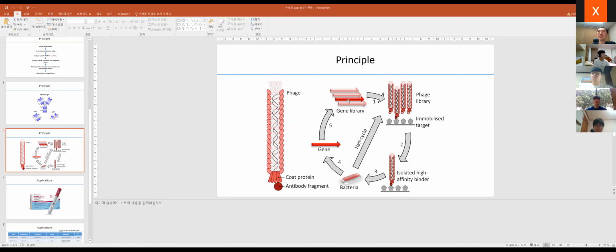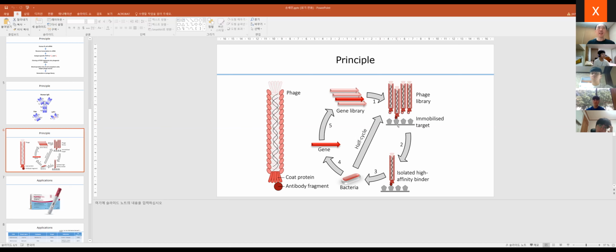As you can see, this technique is very powerful, and so is the number of the diversity in the beginning. The germline antibody number is usually a million. But in this phage display, you can introduce a lot higher diversity. You can get even 10 to the 9. That means billions of starting material you can start with, and then you can generate this kind of binder through this technique.